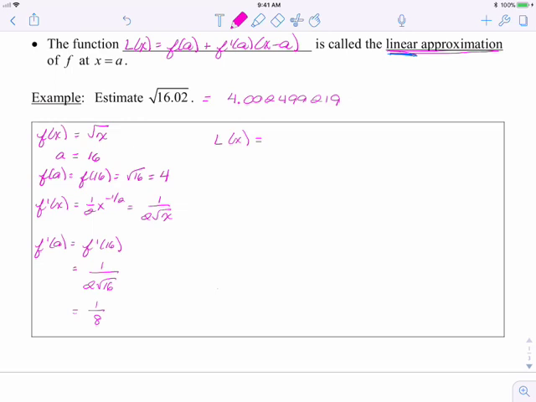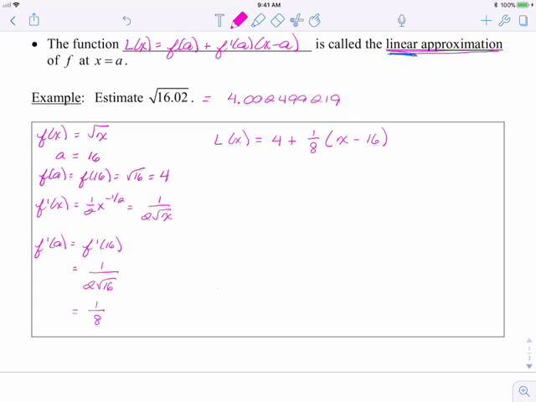So the tangent line, the linear approximation that we will use to determine an approximate value for the square root of 16.02, is L of x equals f of a, which is 4, plus f prime of a, which is 1/8, multiplied by the quantity x minus 16. That's not the equation of the function, that's the equation of the line tangent to the square root of x when x is equal to 16.